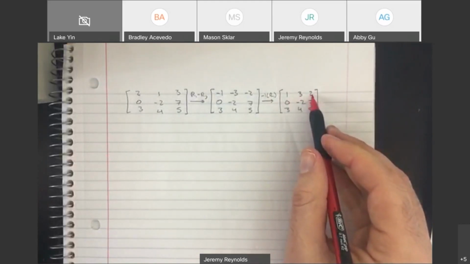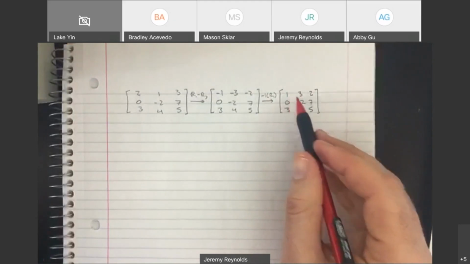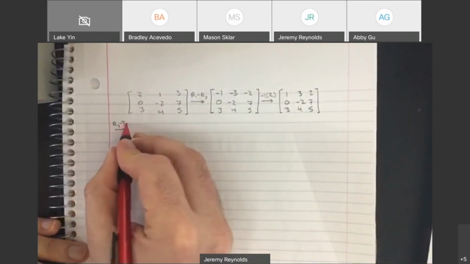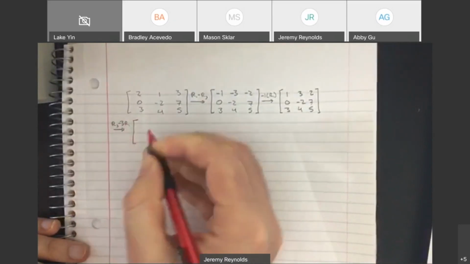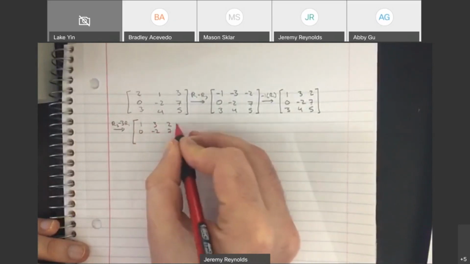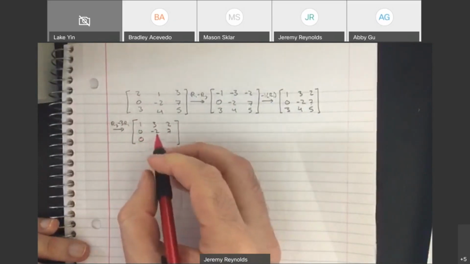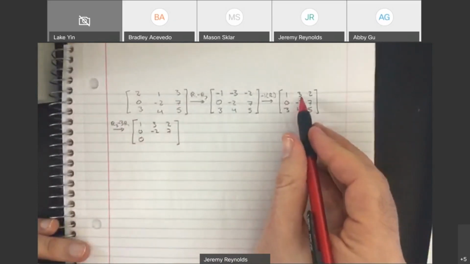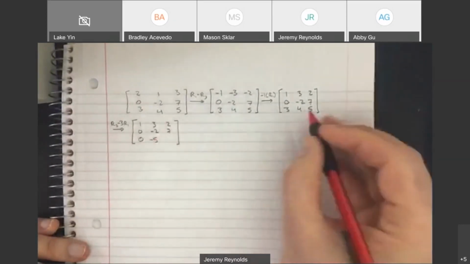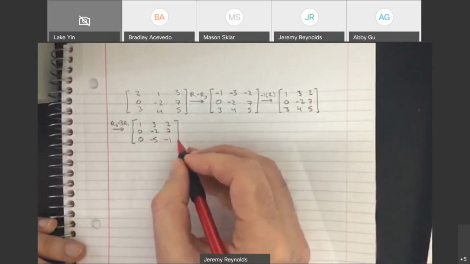So in order to get it to echelon form, we need to get rid of this 3. So if we take row 3 minus 3 row 1, that'll get rid of that 3. So row 3 minus 3 row 1. So row 1 and 2 will stay the same. And then row 3 will become 0. So 3 minus 3. 4 minus 3 times 3 is 4 minus 9, which will give us -5. And 5 minus 3 times 2 is going to be -1.